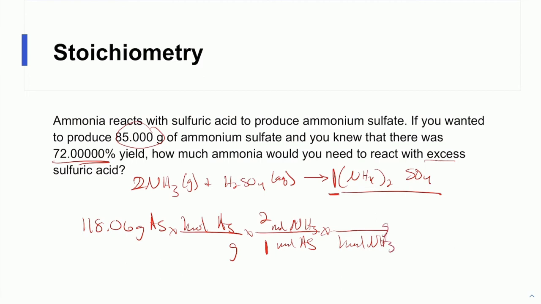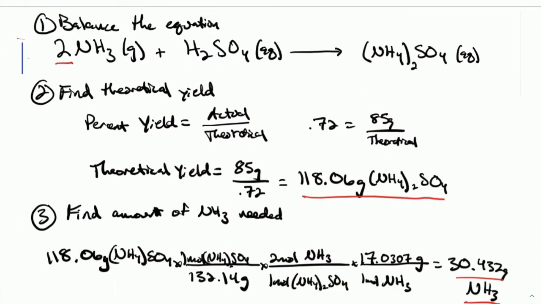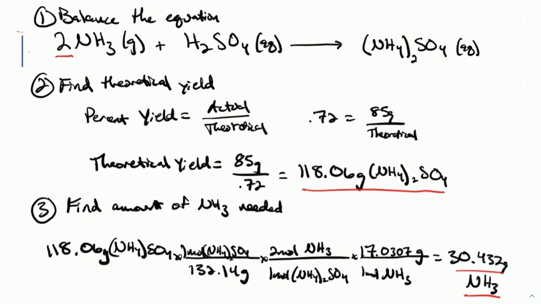Okay, so I actually have it all written out here, the work here. So here we have the balanced chemical equation. We have the 2 in the front there, and then we got the actual over theoretical. We solve for the theoretical. Okay. And then we just plug this into the mass. So here's the molar mass of ammonium sulfate. Okay, and I know that the molar ratio between ammonium sulfate and ammonia is 2 to 1. And then here's the molar mass of ammonia.